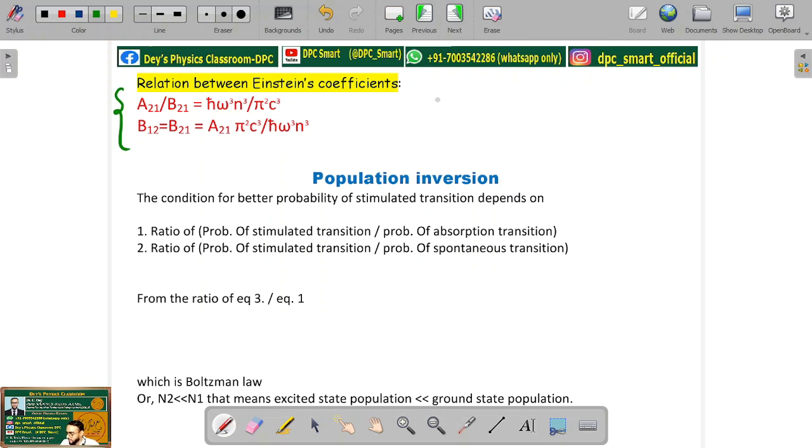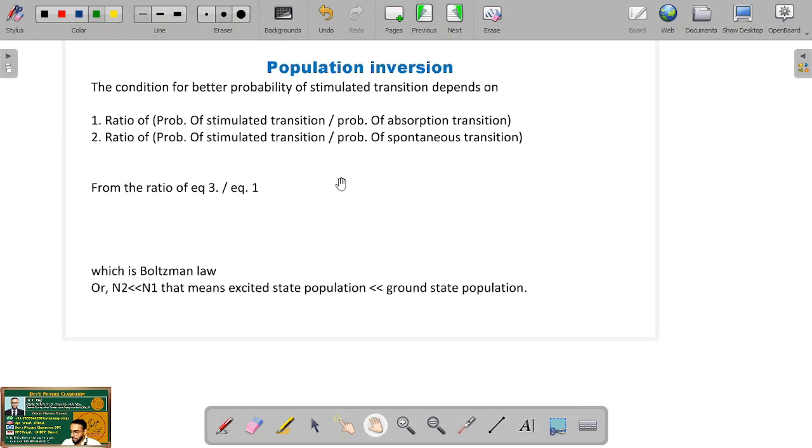So these are the relations of Einstein's coefficients, and this is a very important question for MAKAUT B Tech physics semester. Now we will discuss what is population inversion.